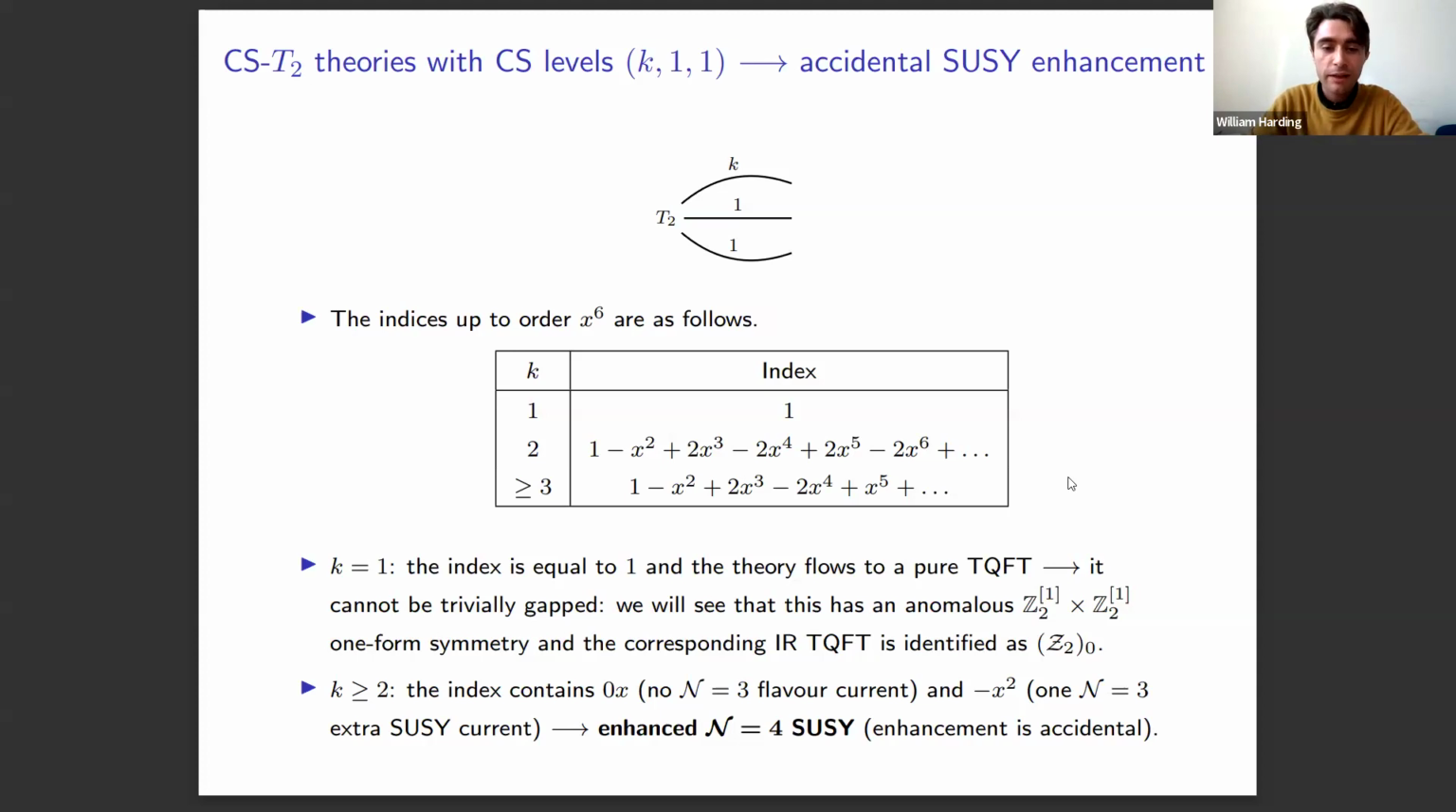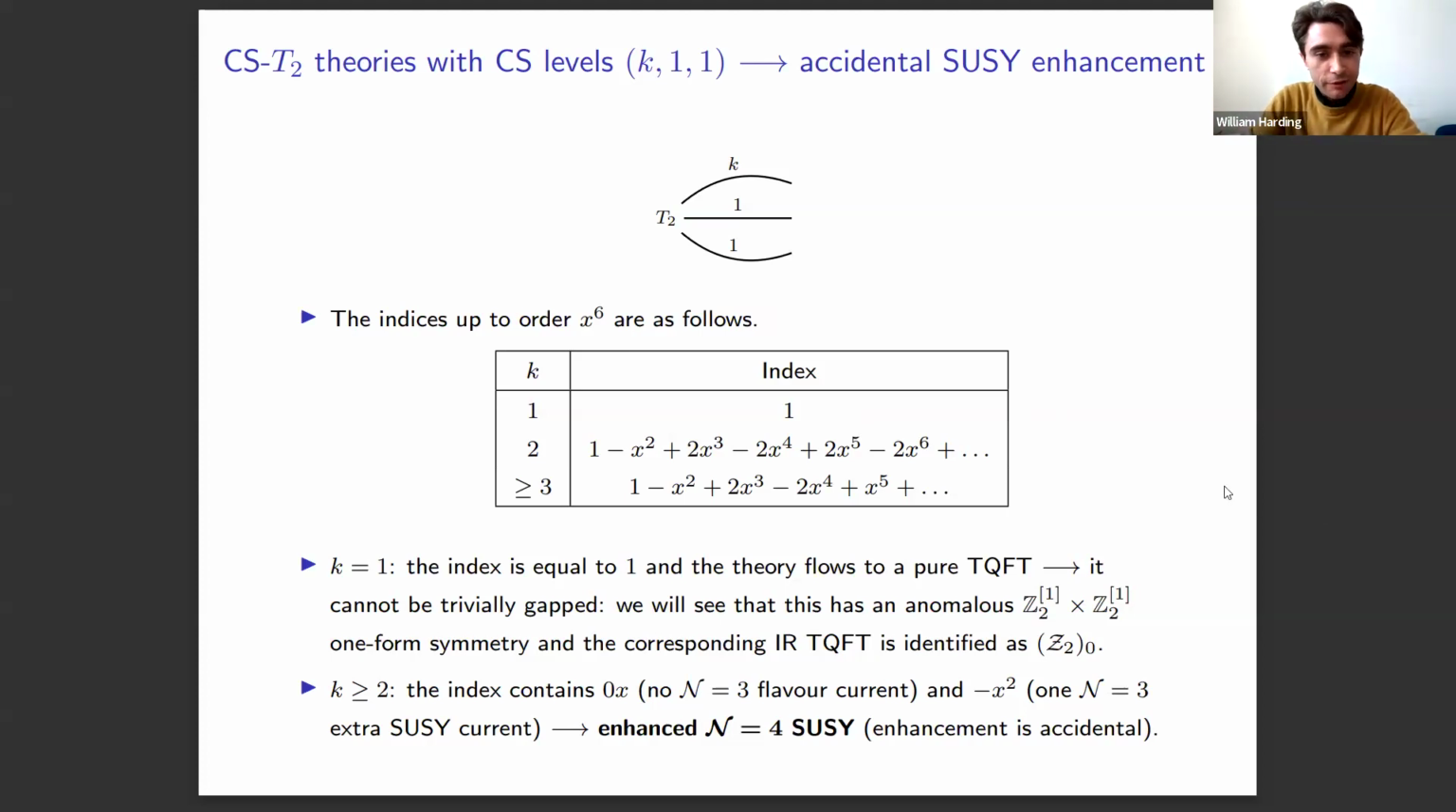This cannot be trivially gapped. We will see that this has an anomalous Z2 times Z2 one-form symmetry, and the corresponding infrared TQFT is identified as Z2 level 0. Now, I will explain this in the next few slides. For now, keep in mind that the index is equal to 1 for K equal to 1.